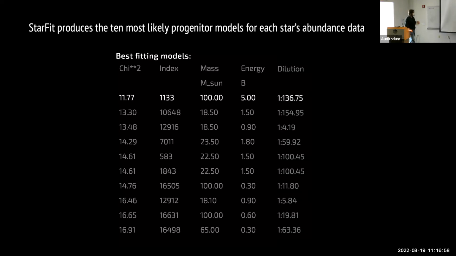And just to show you visually, this is one model. StarFit, as you see, gives you more than just the mass of the progenitor star that potentially enriched the star that you're looking at today. It includes energy and dilution. And over on the left-hand side, chi-squared, this column refers to the likelihood. So the lowest chi-squared is StarFit's most likely model.